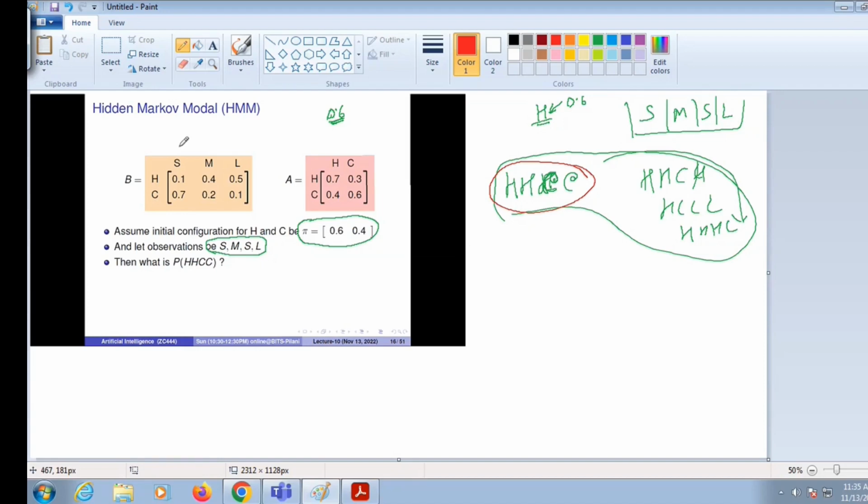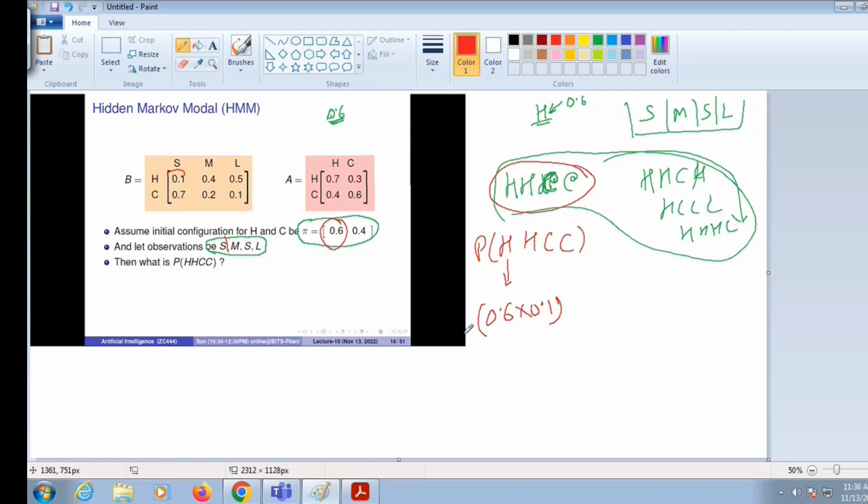So if I want to find out the probability that today is hot, next day is hot, next day is cold, next day is cold, what is the probability of this? You can find the probability this way. The probability of hot today is 0.6, which has been provided to me. Next, if it is a hot day and a small coverage, hot day small coverage is 0.1, so multiplied by 0.1.